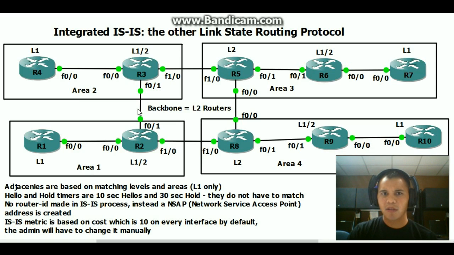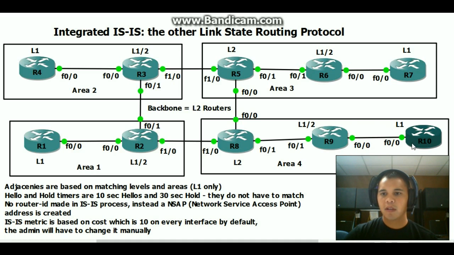The narrow metric for ISIS is 0 to 63, I believe. I believe that's the number for the narrow metric. I'll have to get back to you on that. But anyways, let's go and configure ISIS.